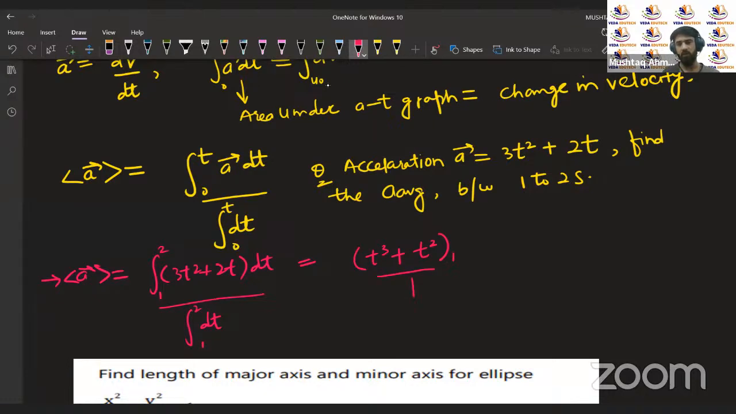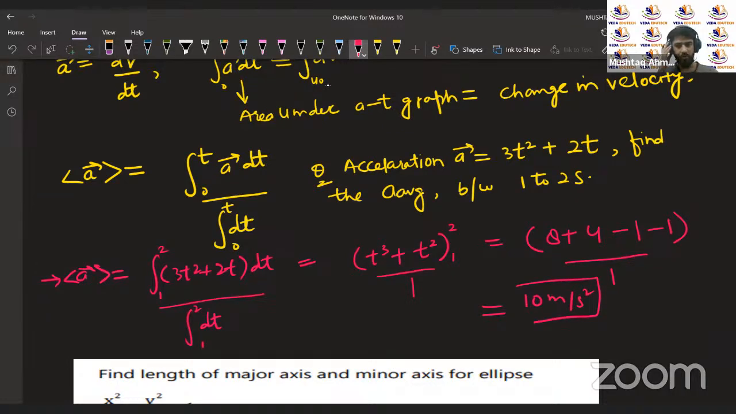The limits here are 1 to 2, right? We'll be having here 2 cube, which is 8, plus 2 square, which is 4, then minus 1 cube, that will be 1, and minus 1 square, that will be once again 1. So it will be 12 minus 2, that's 10. So 10 meter per second square will be the average acceleration in the interval 1 to 2.